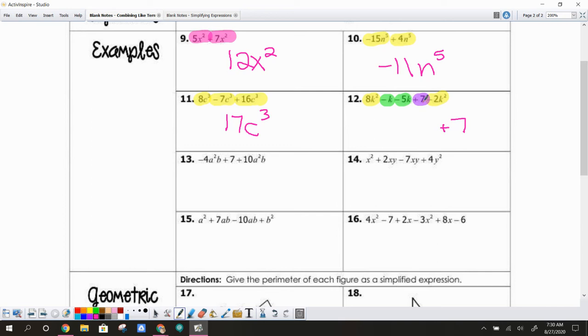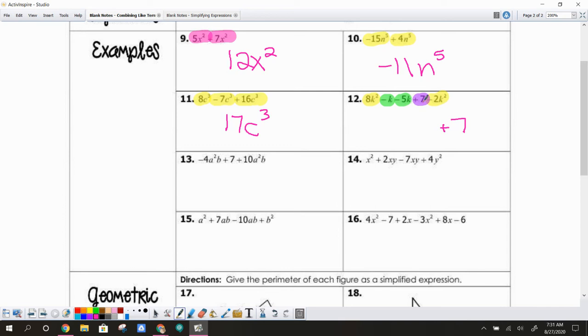Now, if you had A squared and A, you'd want A squared to come first, because A squared has a higher power or a higher exponent than A does. So in this example, we have a K squared and a K. Since K squared has a higher exponent, we're going to make sure we keep our K squared terms first and then our K terms second.